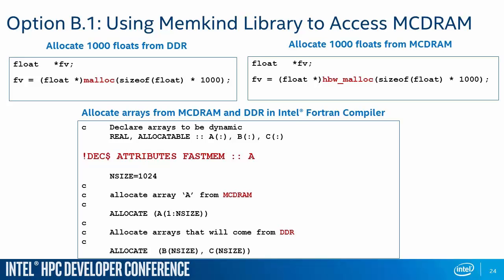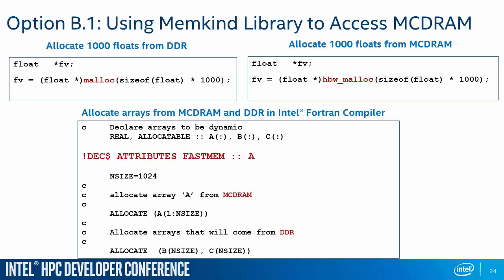And if you're working in Fortran, you can use the attribute fastmem. That is to say, if you're compiling with the Intel Fortran compiler, then this attribute will be respected, and any allocatable data structure will be allocated in MCDRAM when it has this attribute associated with it.